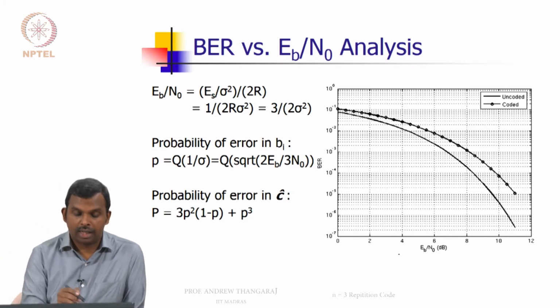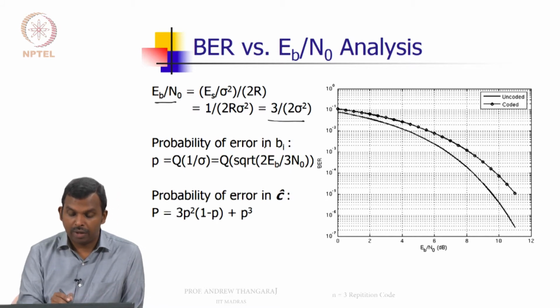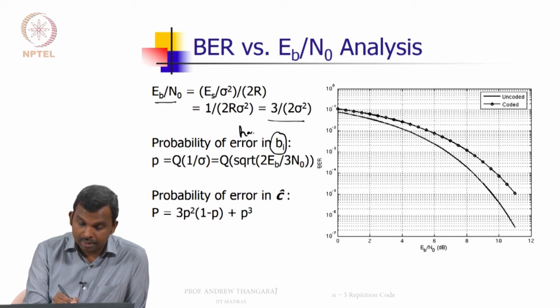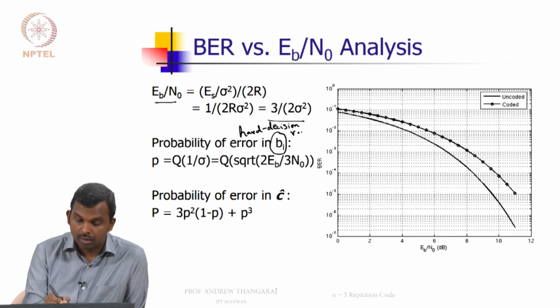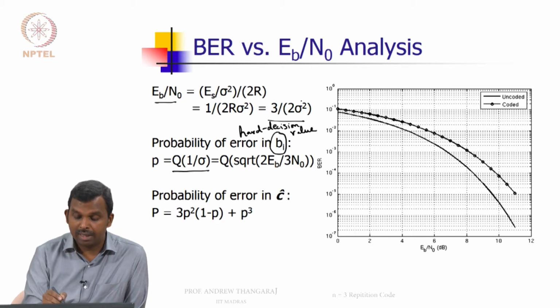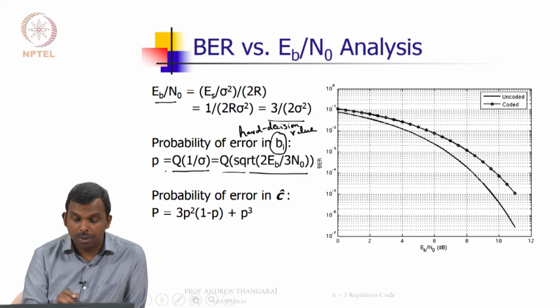Okay. So, I have shown that here you can see Eb over N naught for the coded case is 3 by 2 sigma squared, and probability of error in BI. Okay. So, BI is the hard decision value. We saw before it is Q of 1 by sigma. Now, 1 by sigma you can rewrite in terms of Eb over N naught: you put 1 by sigma equals square root of 2 Eb over N naught by 3, which is what I have done here, and you get Q of this. So, this is the formula. This is the probability of error in BI.